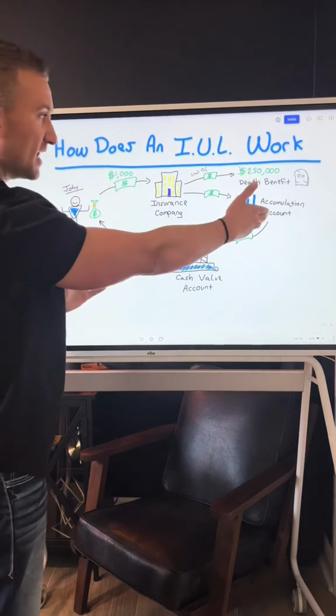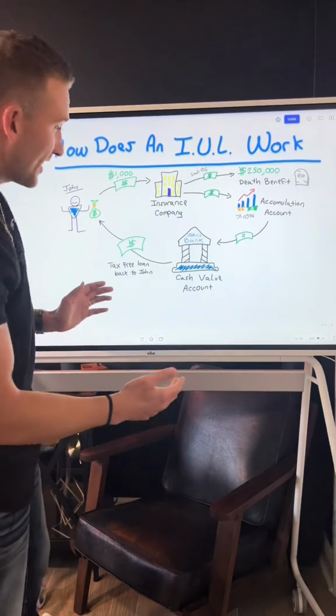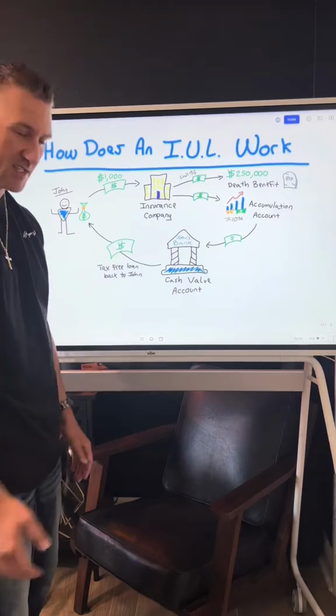Therefore, he gets uninterrupted compounding growth, one of the only vehicles in the world that allows him to do this, right? And he gets to do it tax-free. He gets to bypass taxes this way.